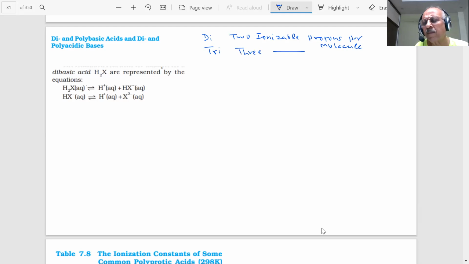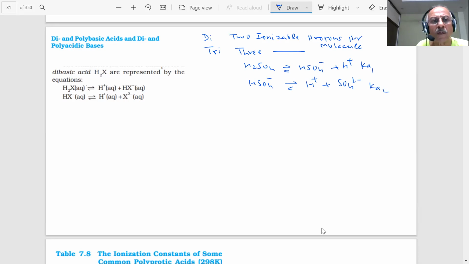Mostly we won't get beyond that. Most of the time we are getting mono, di or tri. You know, H2SO4. How can it ionize, student? H2SO4 gives H plus and HSO4 minus, and then H plus and SO4 2 minus. So you will have Ka1, you will have Ka2.